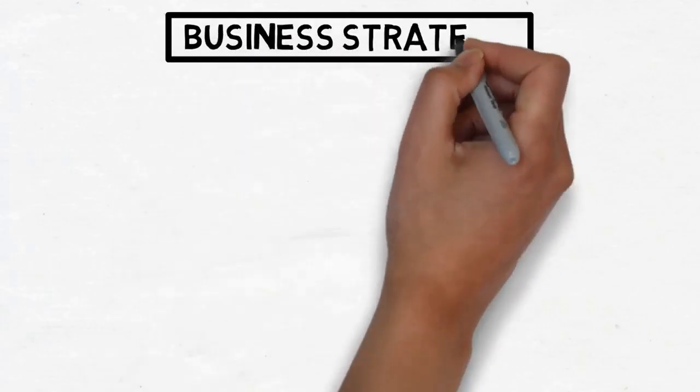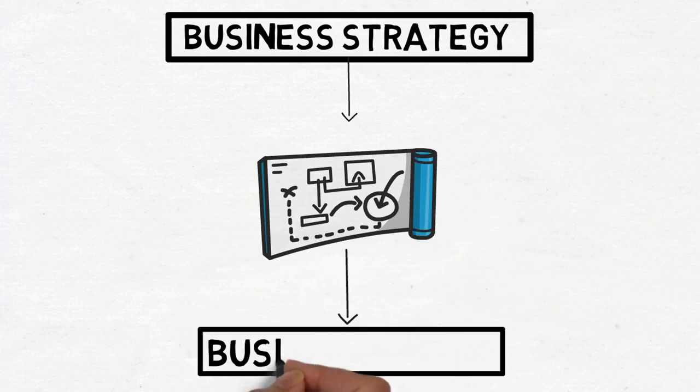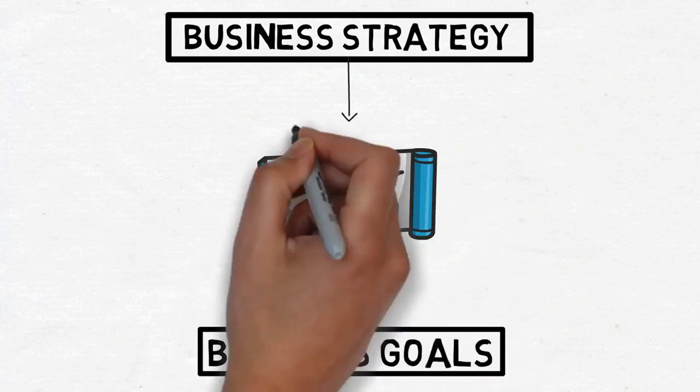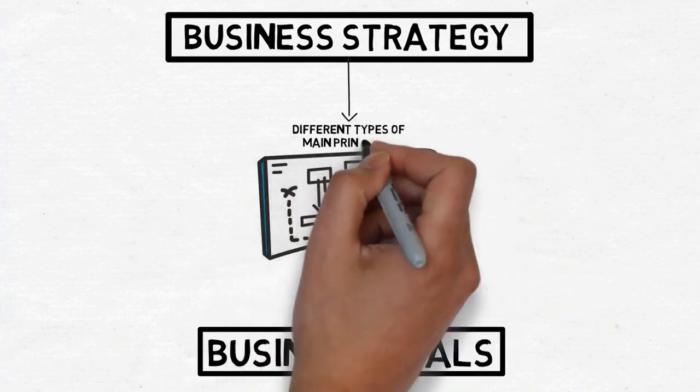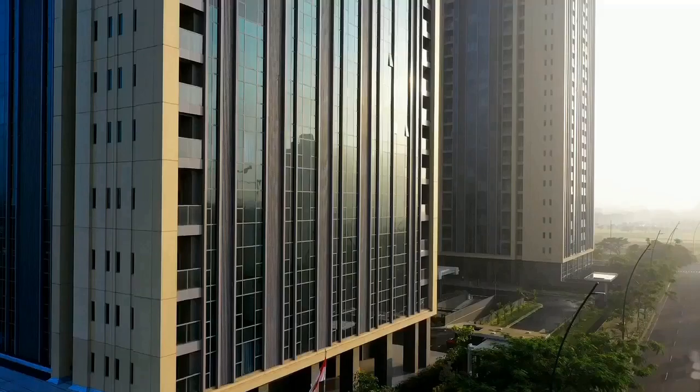A business strategy is basically a documented plan mentioning how a company is setting out to reach its business goals. Therefore, these strategies include different types of main principles, which outline the ways through which the companies can reach their goals.